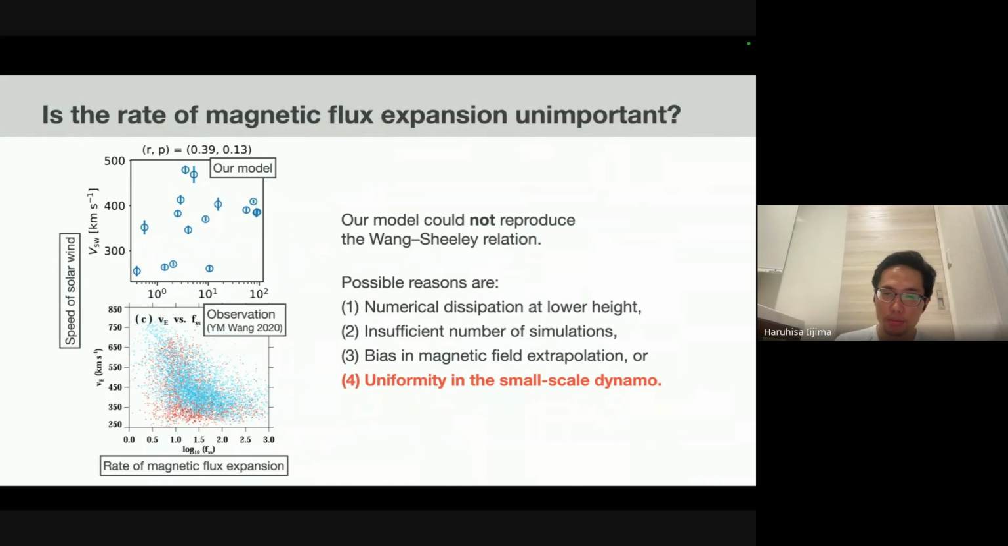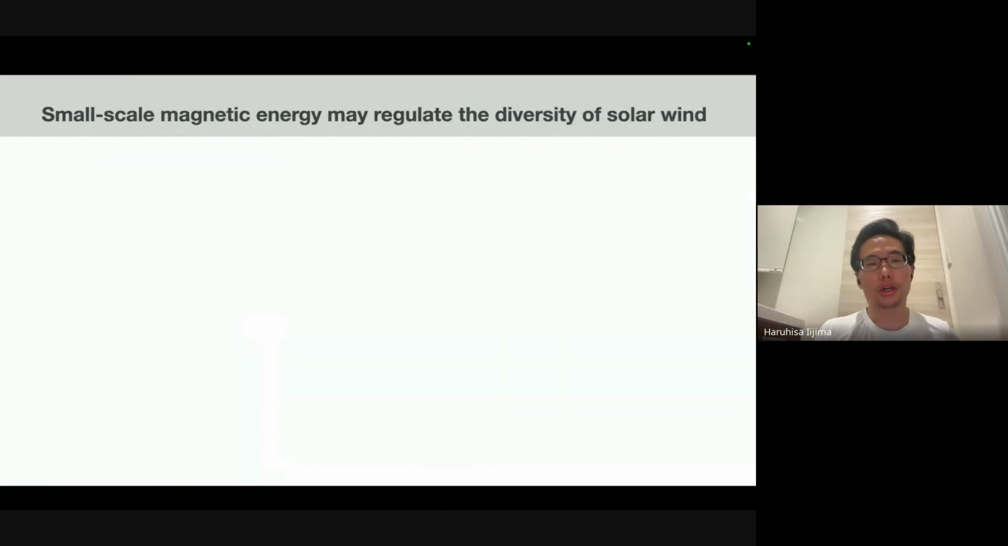And the last point is what we think is most interesting. The uniformity in the small scale dynamo is important to reproduce the Wan-Shelley relation. Let me explain. We think the small scale magnetic energy may regulate the diversity of the solar wind.